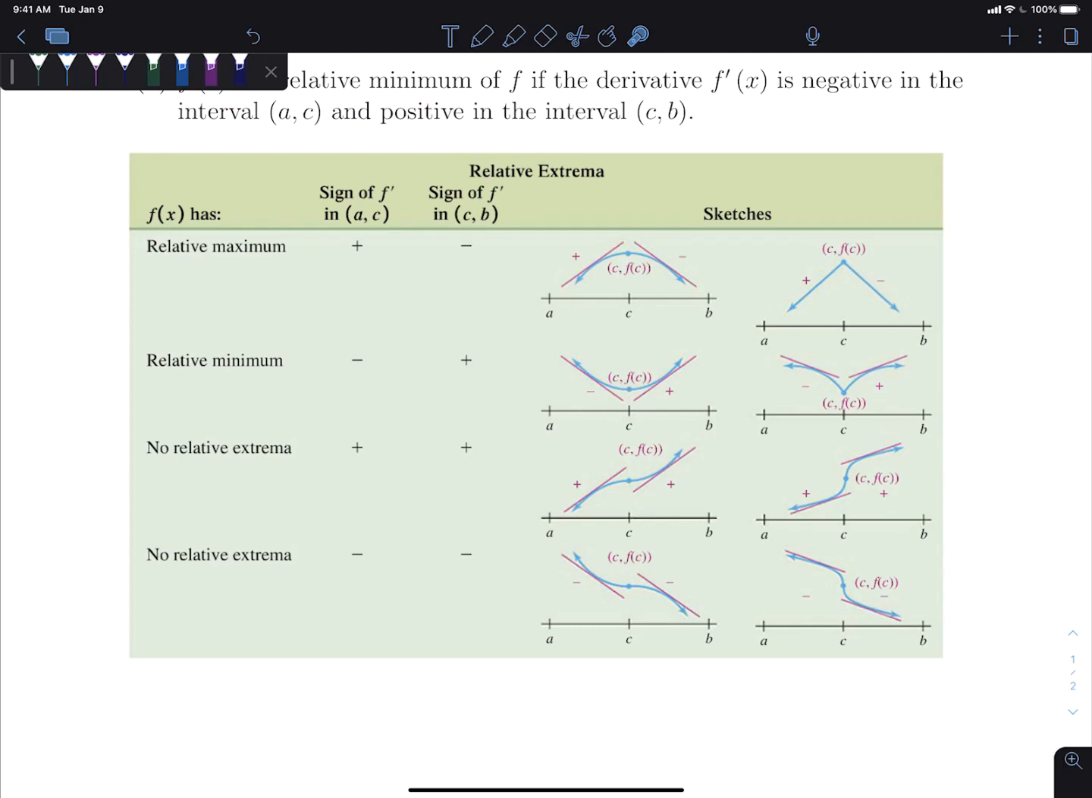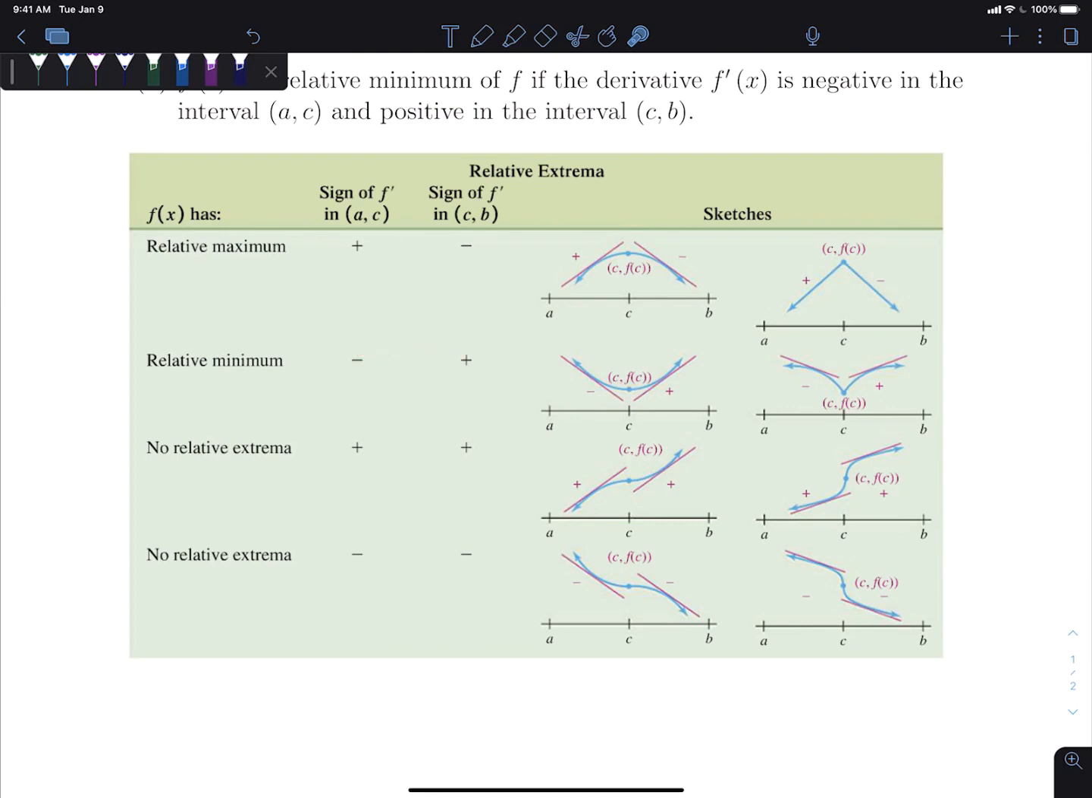Now, there are possibilities where a critical number is not a relative maximum or minimum. For instance, if it's going up from left to right on both sides. Same thing happening there. Or if it's going down. In other words, for a critical number to be a relative maximum or relative minimum, it has to change signs from one side to the other of it.